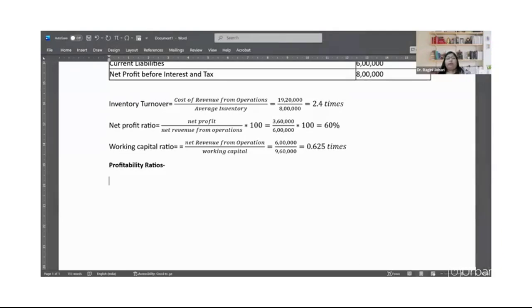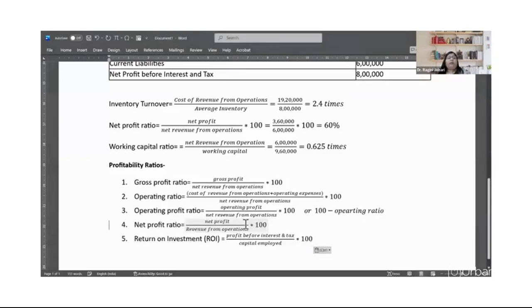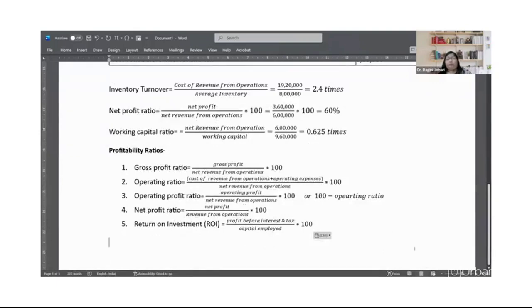Now, how many ratios do we have? We have a lot of ratios, but I will be taking up a few main ratios to cover. These are the main ratios which a company calculates in order to assess the profitability of the company. We have gross profit ratio, operating profit ratio, net profit ratio, return on investment ratio. Few of the ratios we have seen earlier also, and we will be doing them again. So now let us understand these ratios with the help of a question.